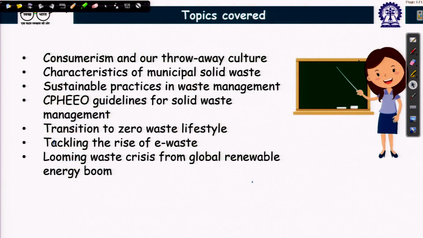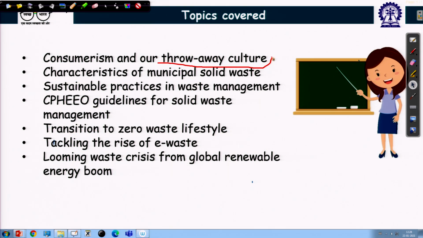So waste management, as I think when we talked about that big first lecture also, when we were looking at all those different environmental issues, the waste management topic did come up. So we'll build upon that topic today. In terms of waste management, what we are going to cover: we'll talk about our throwaway culture. We'll try to highlight the throwaway culture that we have in society today.